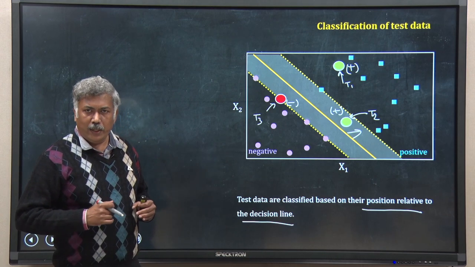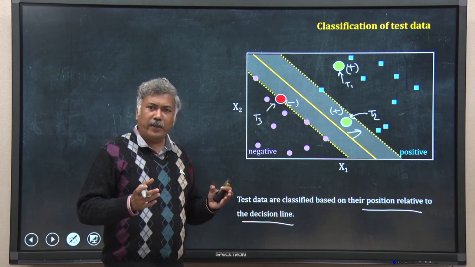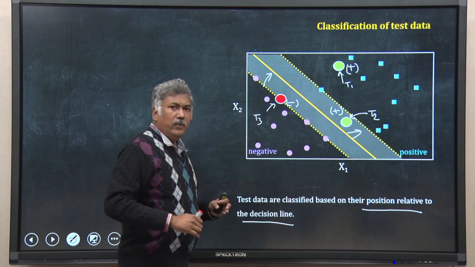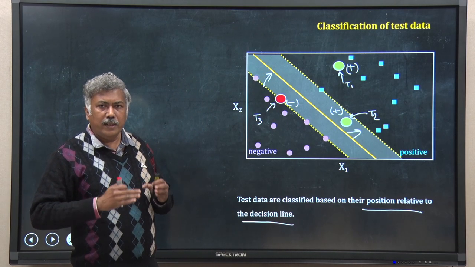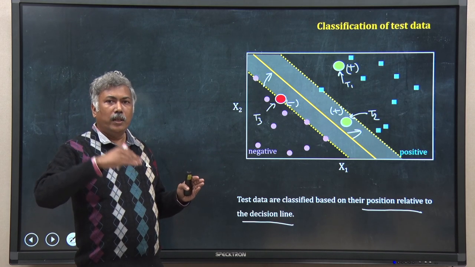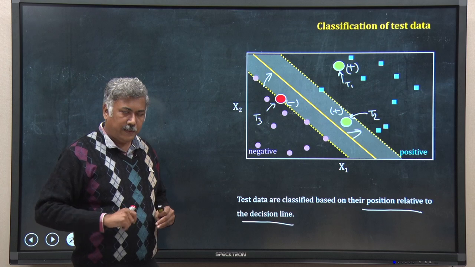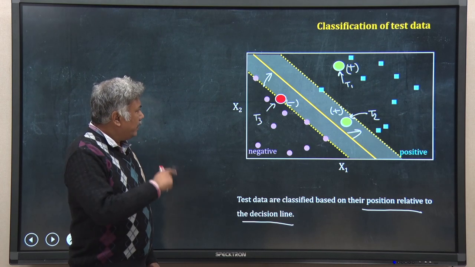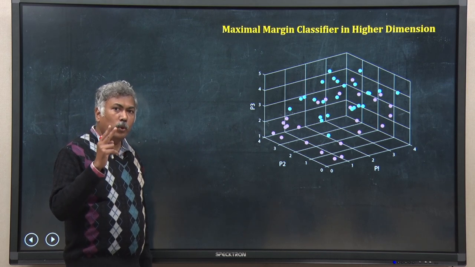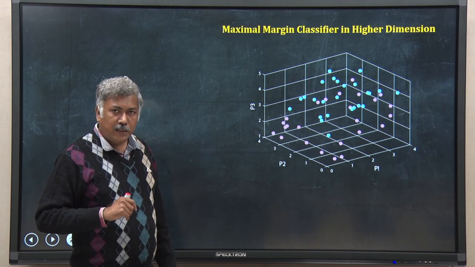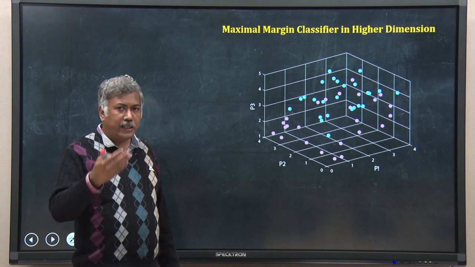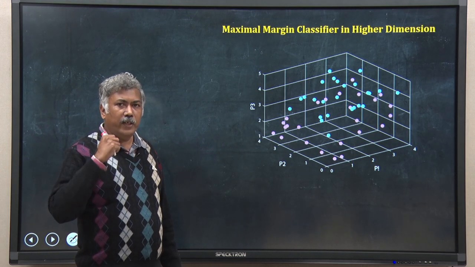Here I have done that visually, but using simple algebra, as you know the equation of this line, you can use simple algebra to decide whether a particular test sample belongs to the positive class or negative class. Now, this is a two-dimensional problem, right? I had two predictors or features, but that will not always be true. We will usually have a large number of predictors or features.